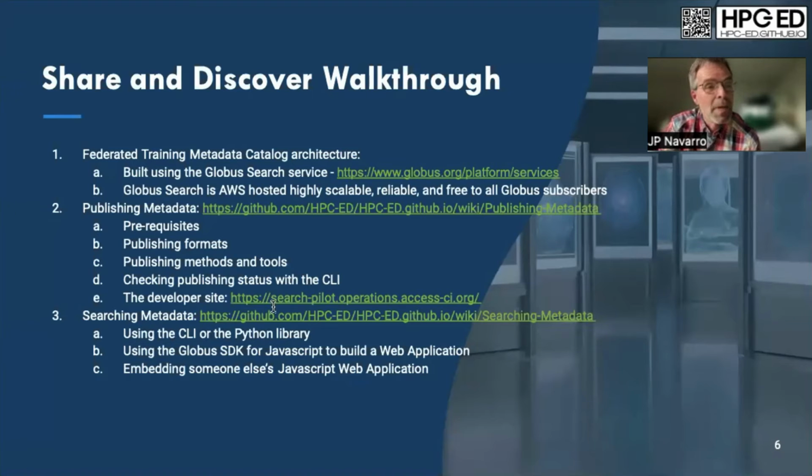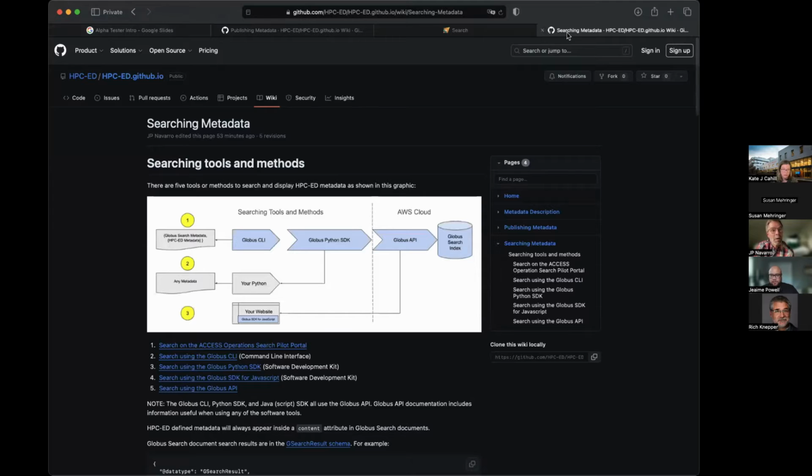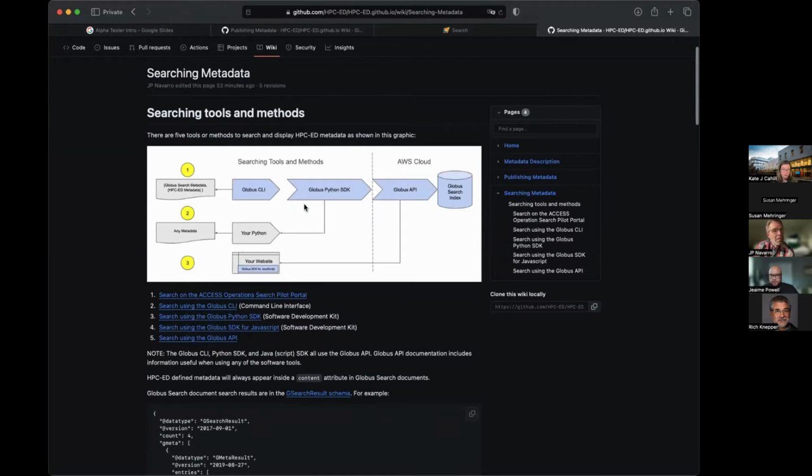Next, we're going to cover a little bit about how you do metadata searching, including using the command line interface, which you can search with, and the Python library. There's also the Globus SDK for JavaScript for building web applications, so embedding search into your websites. Or you can just simply embed someone else's JavaScript web app, which members of the community are starting to build. So there are all of these tools and methods for searching metadata.